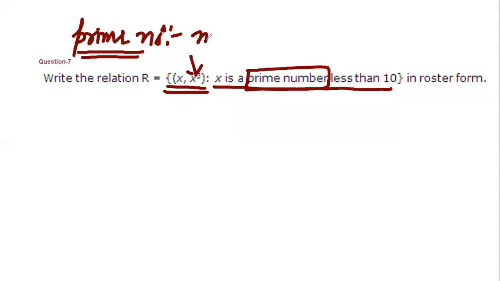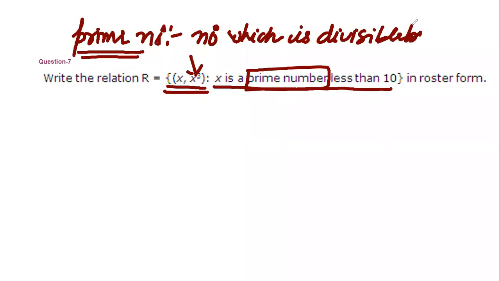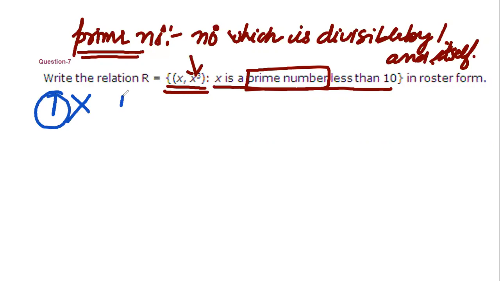And you can say the number which is divisible by 1 and itself only. I think it should be the proper definition. So some of you are thinking of 1. Some children think about 1. Son, 1 is not a prime number. 1 is divisible only by 1, there is no second number. Okay. So the least prime number is 2.